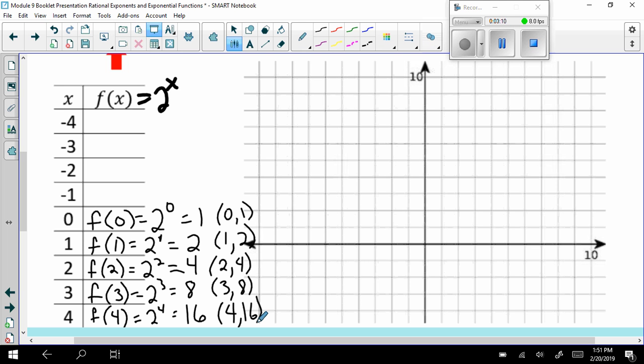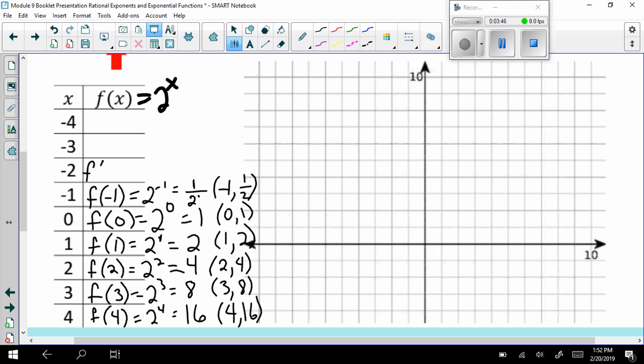Now I did all that kind of fast because our positive exponents are pretty easy to do. We're pretty good at doing 2 and then 2 squared, 2 cubed, 2 to the 4th. The negative exponents we might need a little bit more help with. So I'm going to come back. I'm going to plug in -1. So that's 2 to the -1. Remember, a negative exponent moves you. So if it's in the numerator, it drops you to the denominator. Your exponent becomes positive. So that's just 1/2. So that's the point -1, 1/2.